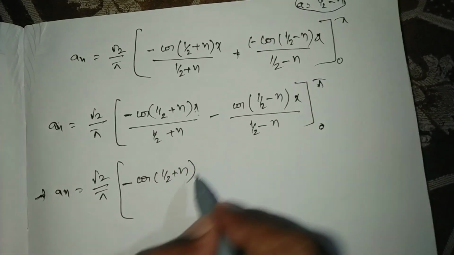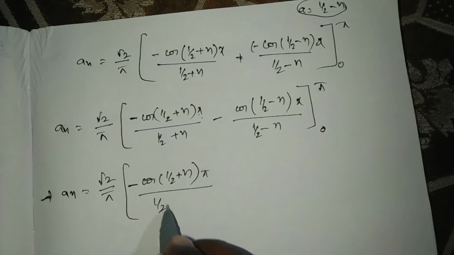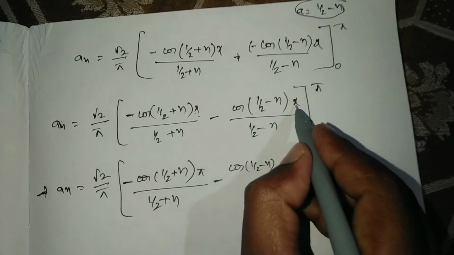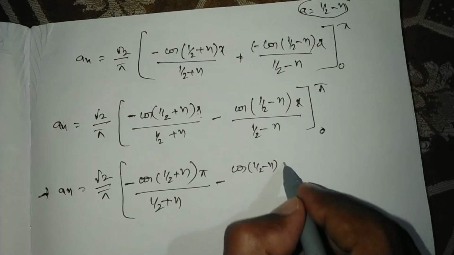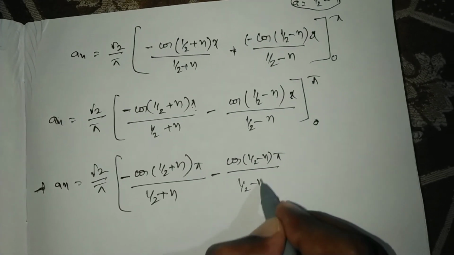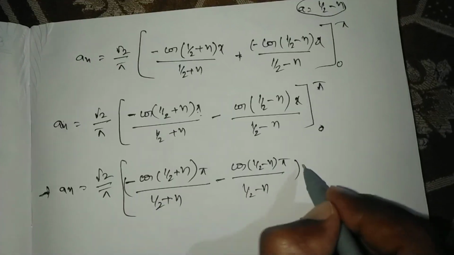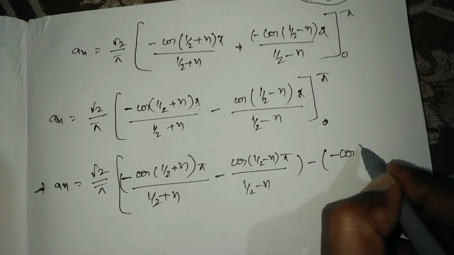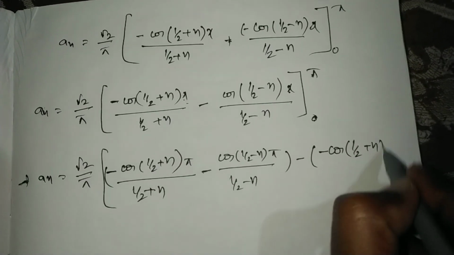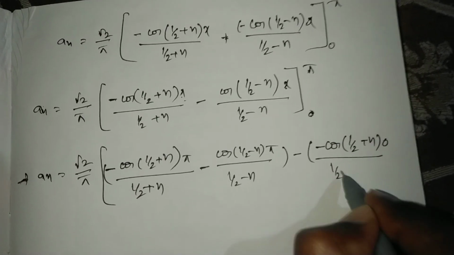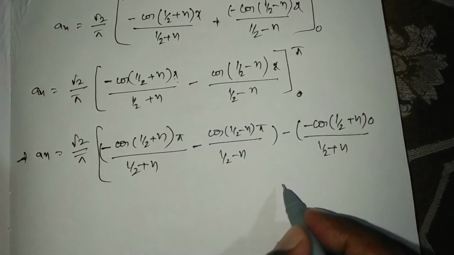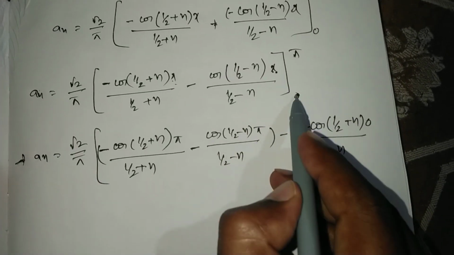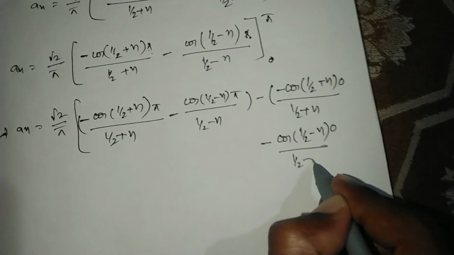Here we have x, substitute the pi value: negative cos of (1/2 plus n) times pi, upon 1/2 plus n, minus negative cos of (1/2 minus n) times pi, upon 1/2 minus n. Now substitute the lower limit in place of x: negative cos of (1/2 plus n) into 0 by 1/2 plus n, and negative cos of (1/2 minus n) into 0 by 1/2 minus n.